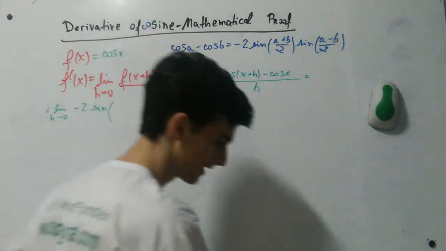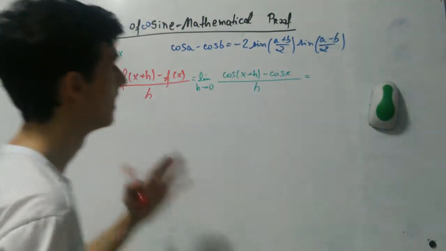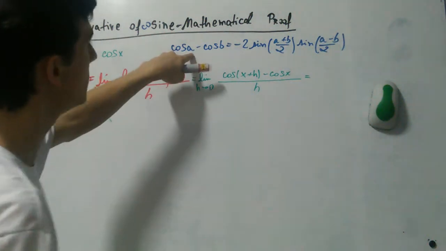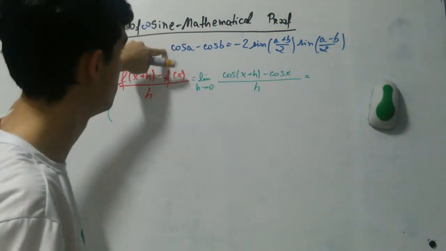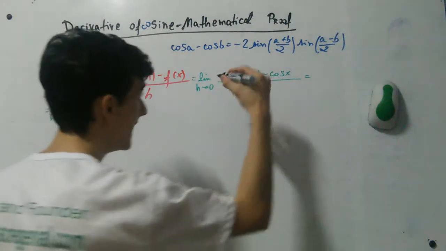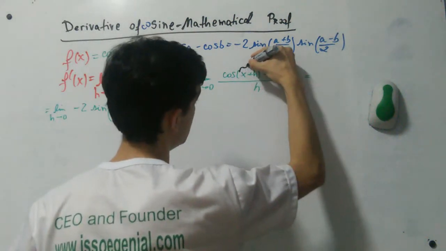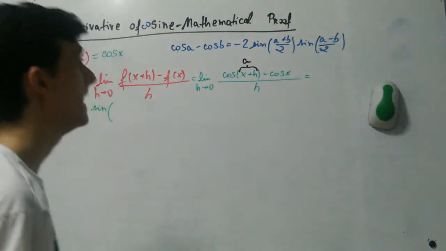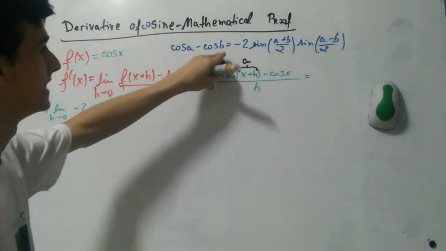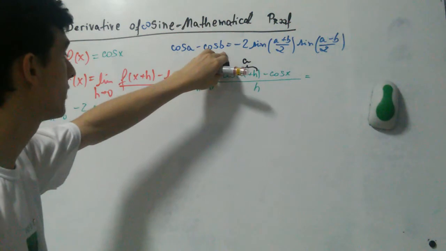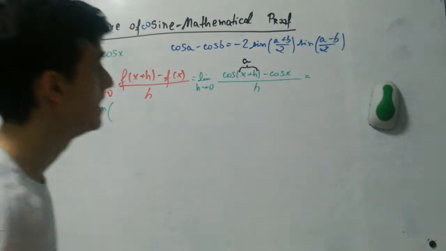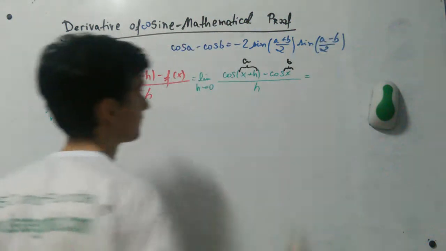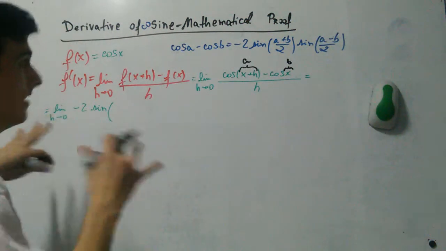Before we move on, let's identify what is A and what is B. So A is the argument of the first cosine, of the positive cosine. So A is equal to x plus h. And B is the argument of the second cosine, the argument of the negative cosine. So B is equal to x. Now we can move on.